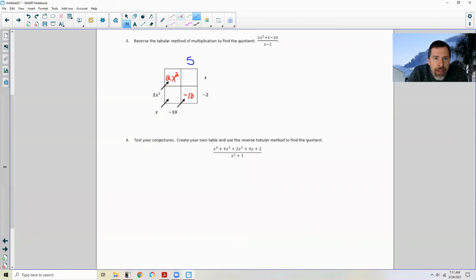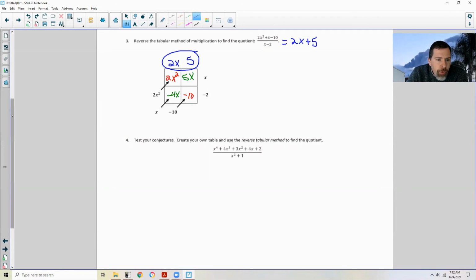x times 5 is now 5x. And I have an x here. So to get x from 5x, I have to take away 4 of them. So minus 4x here. So that way I can find this value. Or I could have done it from here. To get x to 2x squared, I need another 2x. So x times 2x is 2x squared. Negative 2 times 2x is negative 4x. So I divide, and this is my answer. So this is going to equal 2x plus 5.